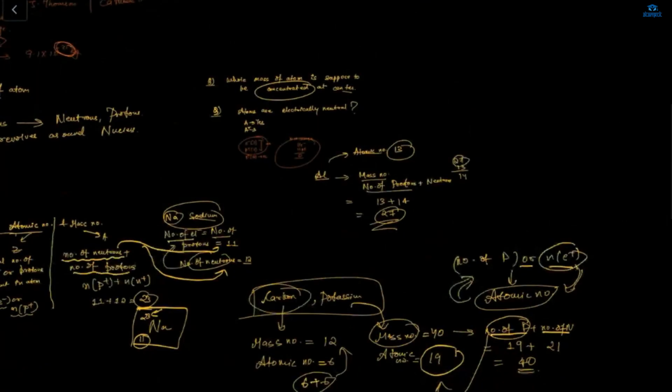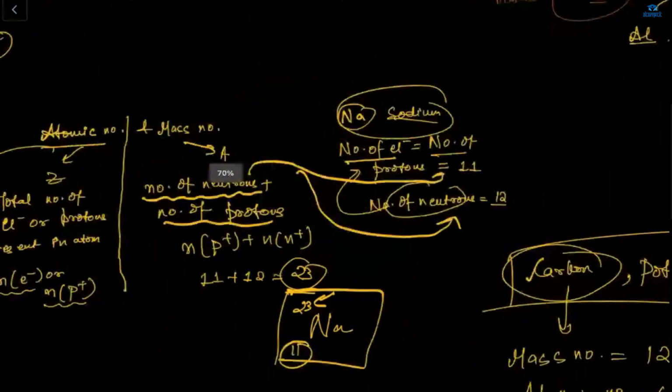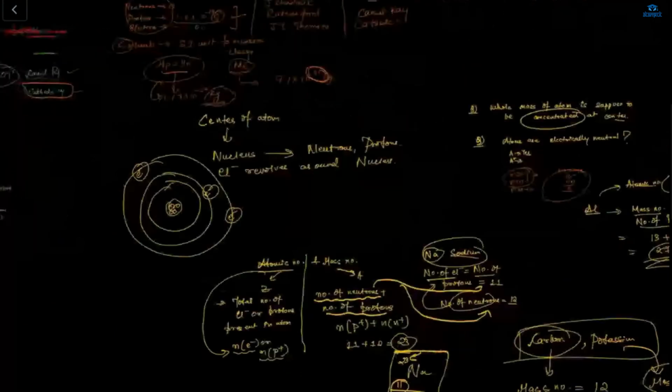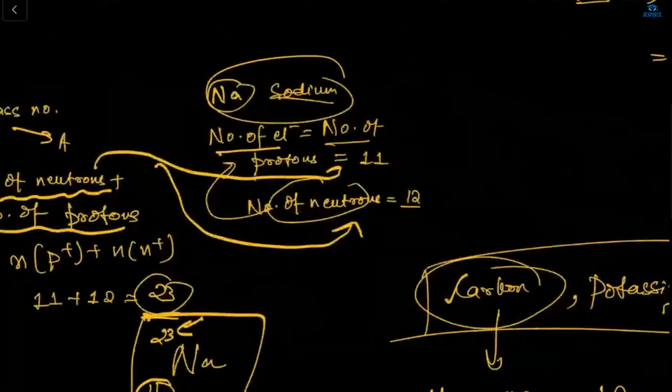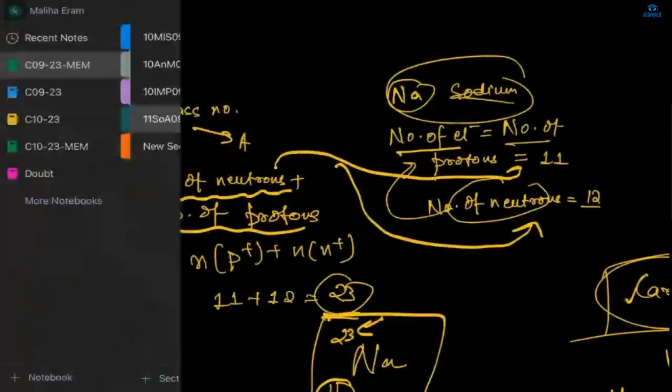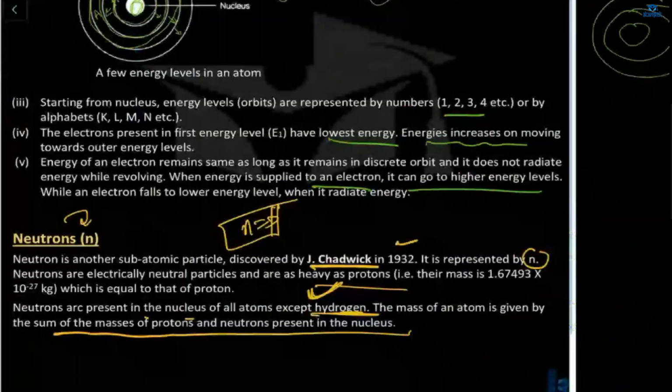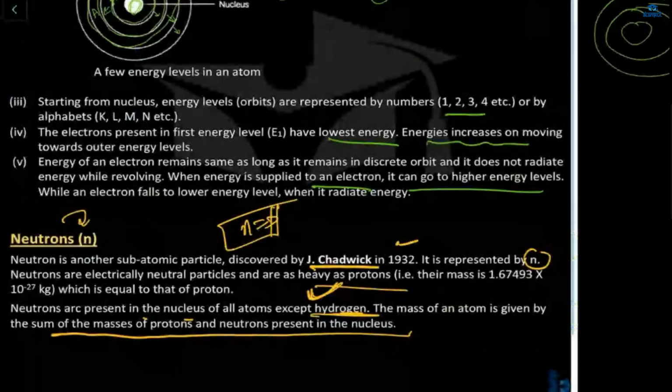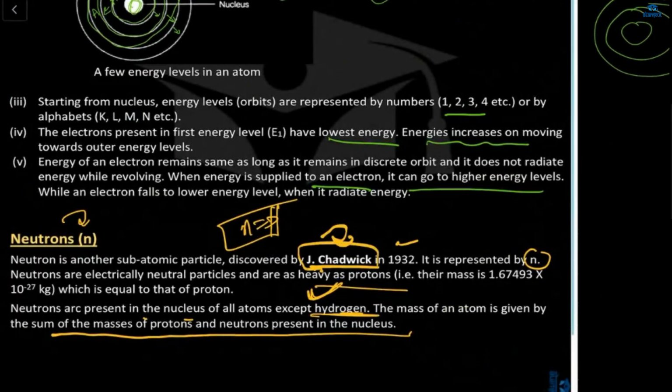The number of electrons is equal to the number of protons. So this is how the neutron was discovered. First of all, you have to know who discovered what. Second, its representation is important. Third, it is an electrically neutral particle and it is as heavy as a proton, which means the masses of these two are equal.